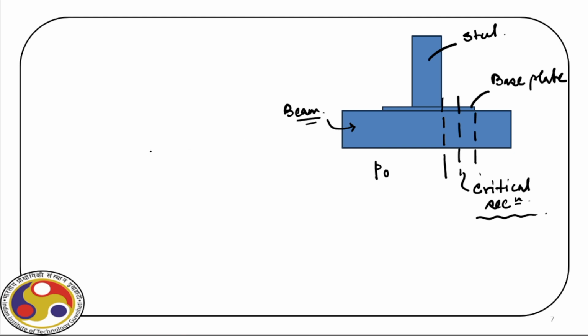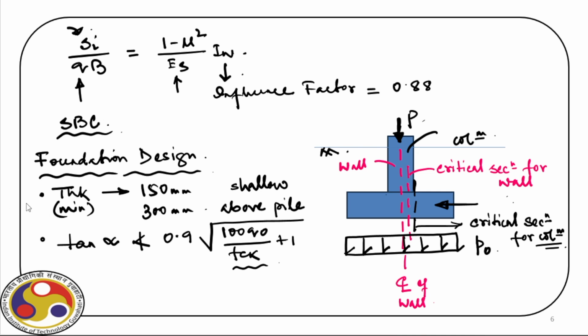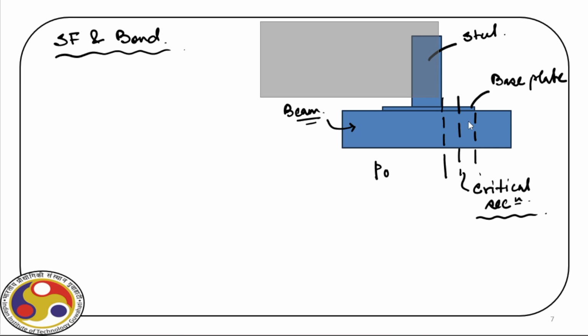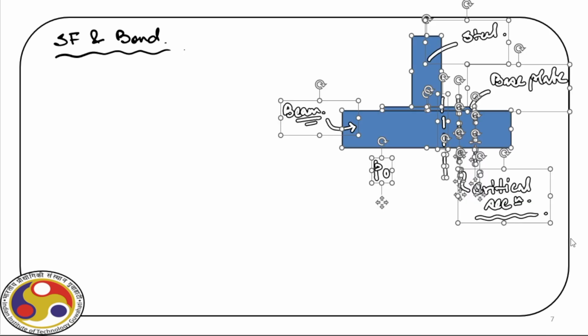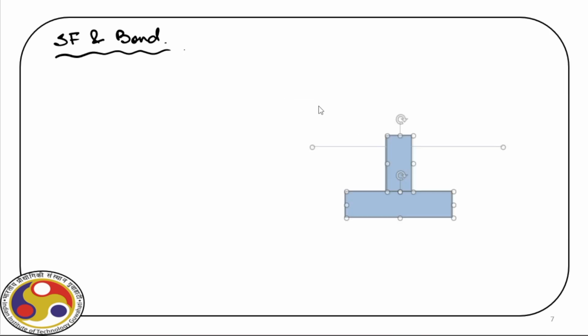So the first part is answered. We can design this isolated footing as a beam. What about shear force and bond? Now, when we have a foundation, let us again copy the previous one. Let us focus on RC columns supported on RC foundations, and not a steel column, because this is not a steel design course.